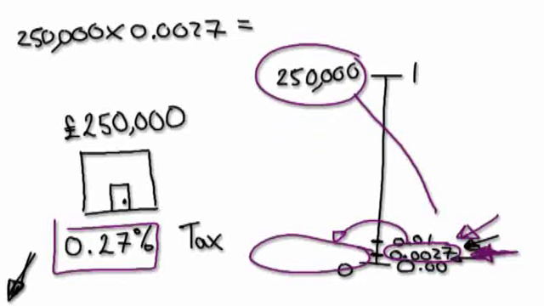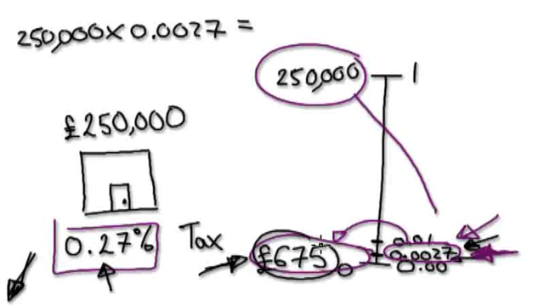Yeah, so it would be 675 pounds in tax. Don't forget, this is a really small amount, it's 0 point something. So because the amount is so small, then yeah, it does make sense. So this tiny bit here is actually 675 pounds. Okay, sorry about that.